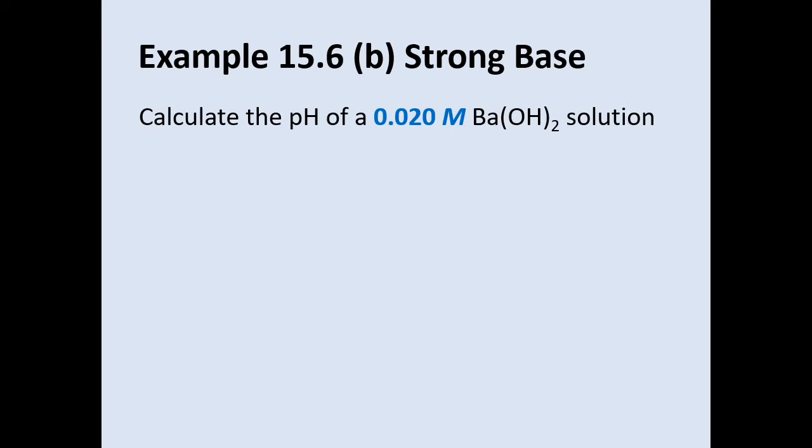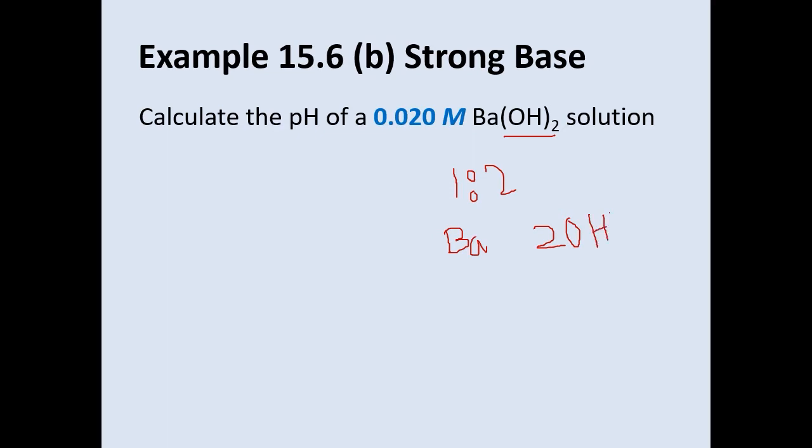Another one is barium hydroxide. Barium hydroxide is a base, right? Because it can donate hydroxyl ion. But another thing is that it is a 1:2 reaction. If barium hydroxide dissociates in the solution, it will produce one barium ion, but two hydroxyl ions will be produced in the solution.